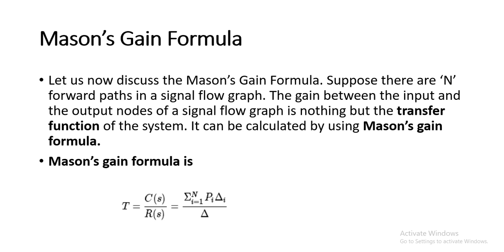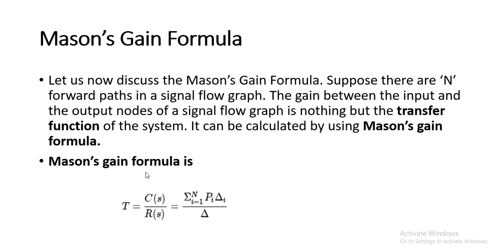So the gain between the input and output node of a signal flow graph is nothing but the transfer function of the system. Just like what we have done in block diagram reduction, where we found the transfer function of the given block diagram, in the same way in the signal flow graph diagram we have to do the same procedure. The gain between the input and output node that we have to calculate will be nothing but your transfer function, and it can be calculated by Mason's gain formula.